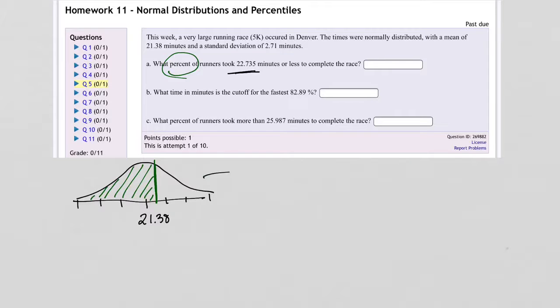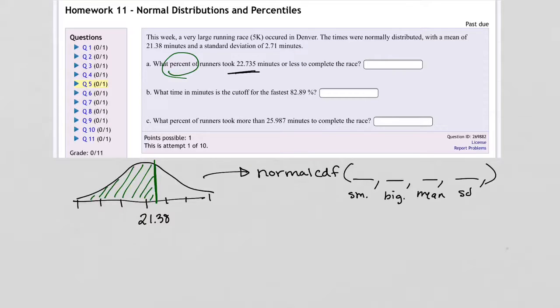So we can use our calculators to figure that out, and we do normal CDF, which takes 4 ingredients. Those 4 ingredients are the smallest number, the biggest number, the mean, and the standard deviation. The mean and standard deviation are just given to us in the problem. So the mean is 21.38 and the standard deviation is 2.71.